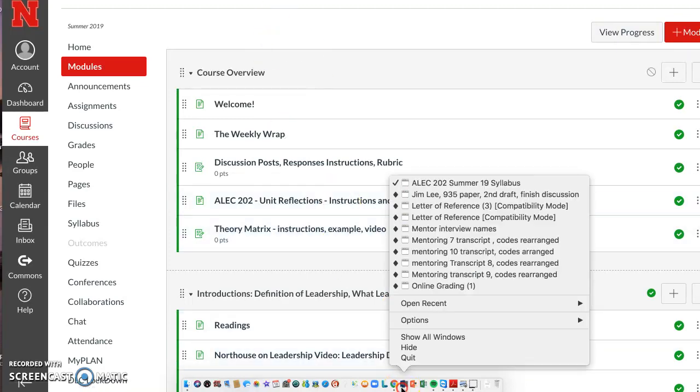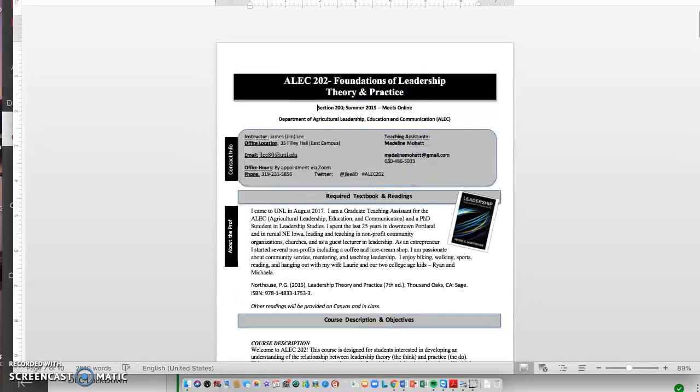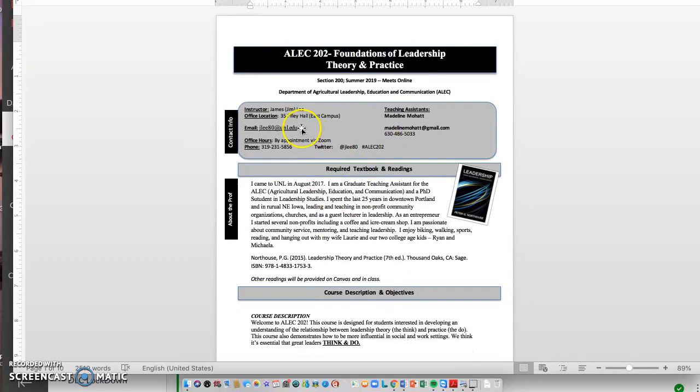So going back to the syllabus, this has my contact info on the front of it. There's my email, jlee80@unl.edu, my cell phone. I text regularly. We have a TA, Madeline Mohat. Here is her email and then her cell phone to text. And we try to answer questions quickly if you have them.